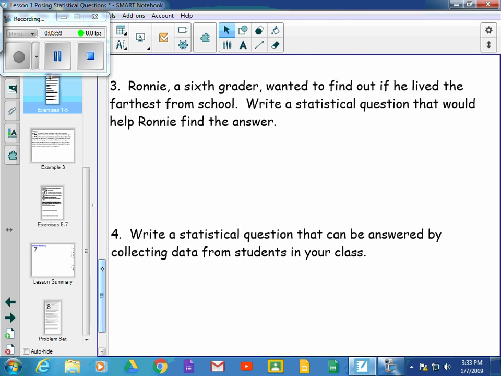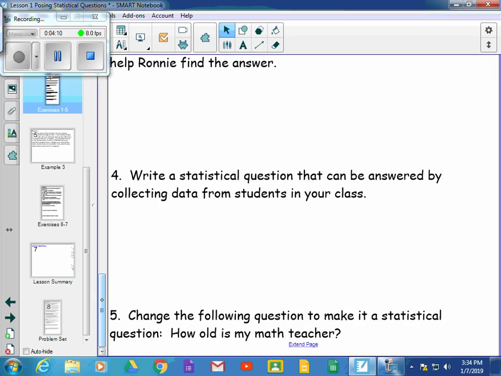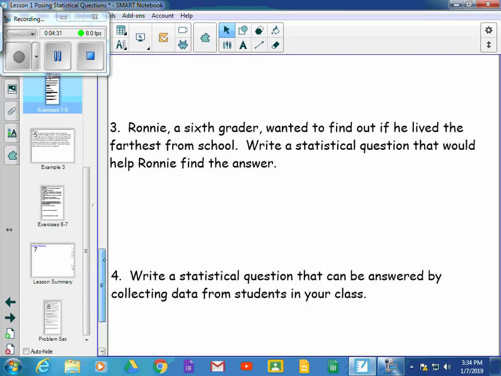Do question 3. Ronnie, a 6th grader, wanted to find out if he lived furthest from school. Write a statistical question that would help Ronnie find the answer. Then do question 4. Write a statistical question that can be answered by collecting data from students in your class. In question 5, change the following question to make it a statistical question. How old is my math teacher? Once you've answered that, you can look at those answers on the answer key that I've supplied with you to see if you are correct.